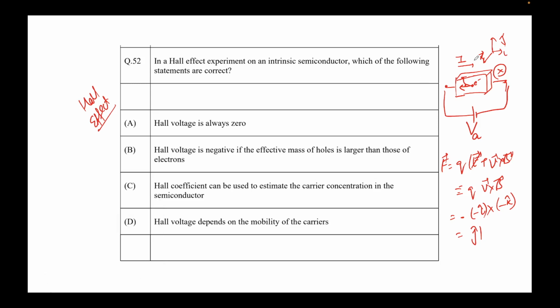So I cross K is minus J, and there is also a minus sign due to the electronic charge. So overall it will be plus J. So the force is in the plus J direction, so electrons will move in this direction and start to accumulate here. So this face will become negatively charged, and this will become positively charged.